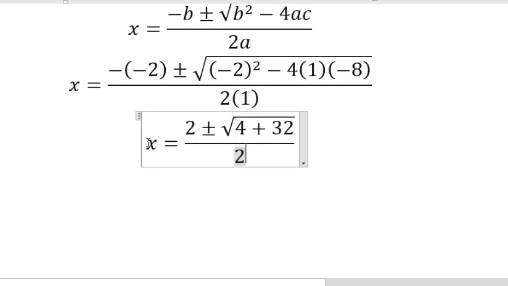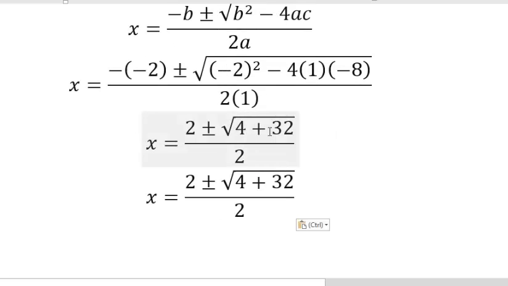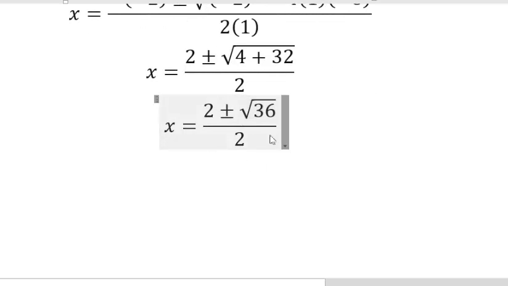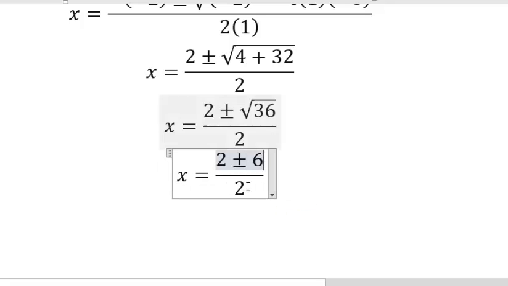Okay. What do I do next? I keep performing the operations. 4 plus 32, that's the one that's missing. So 4 plus 32 will be 36. The rest, I'm just going to copy it. Same way now with this part. I have 36, but inside a square root, so I can get the square root of 36. What will be the square root of 36? Square root of 36 will be 6, and the rest I just copy.